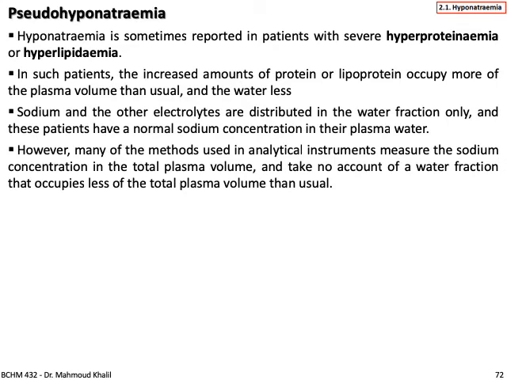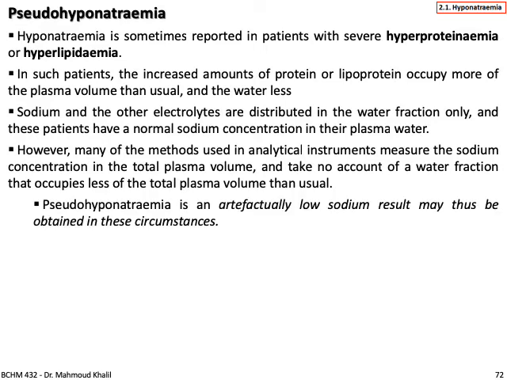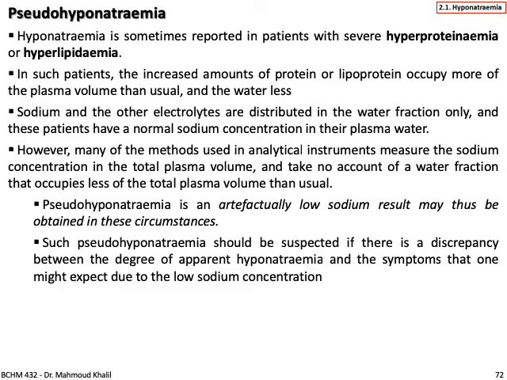However, many of the methods used in analytical instruments measure the sodium concentration in the total plasma volume. Actually, they are not accounting for only the water fraction. That's why the concentration of sodium appears to be low, although it is not low, so it's not accurate. The low sodium result may thus be obtained in these conditions. Such a condition should be suspected only if there is a discrepancy between the degree of apparent hyponatraemia and the symptoms. So they must relate the symptoms with the clinical report.